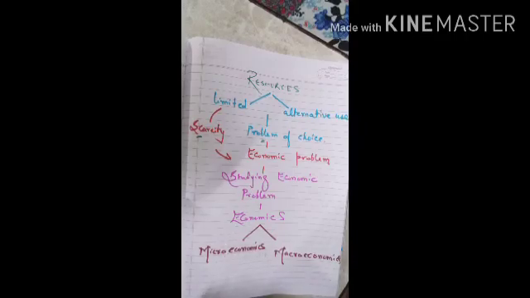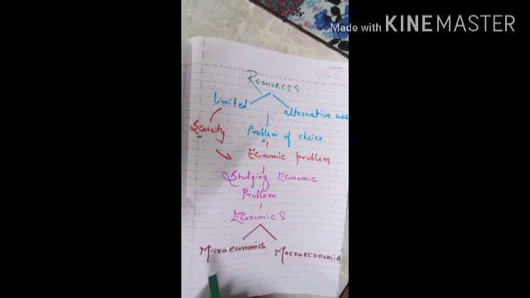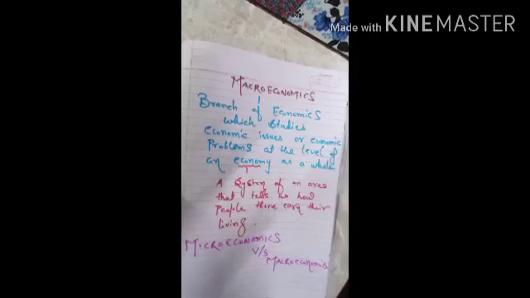Economics again has two segments, that is microeconomics and macroeconomics. Microeconomics you have studied in detail in 11th standard, and this year we will deal with macroeconomics. Macroeconomics is a branch of economics which studies economic issues or economic problems at the level of an economy as a whole.